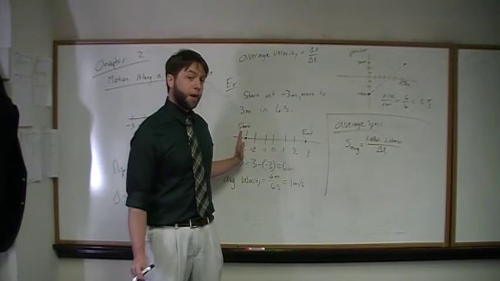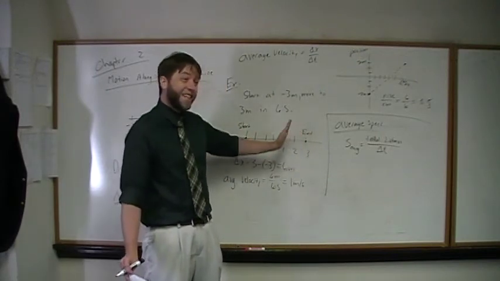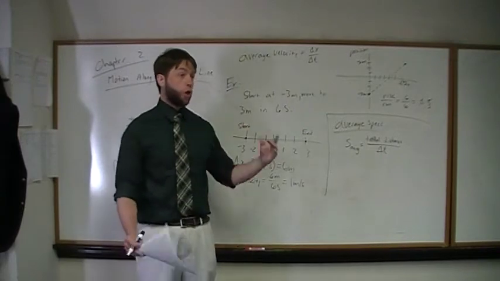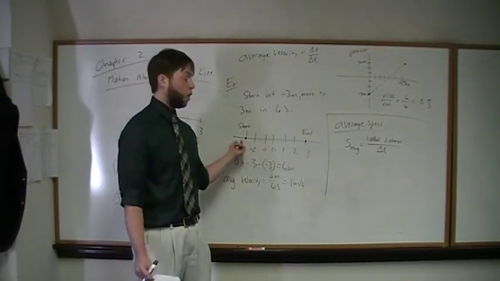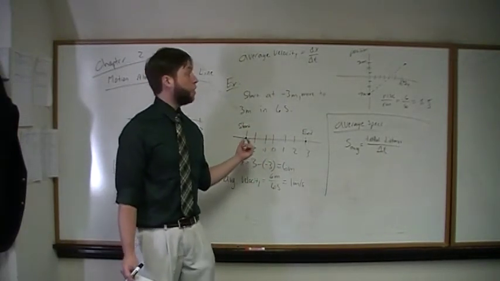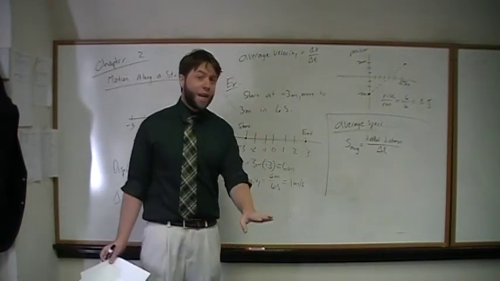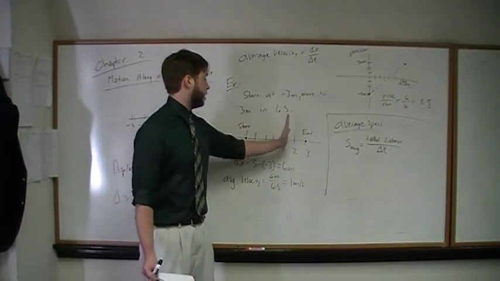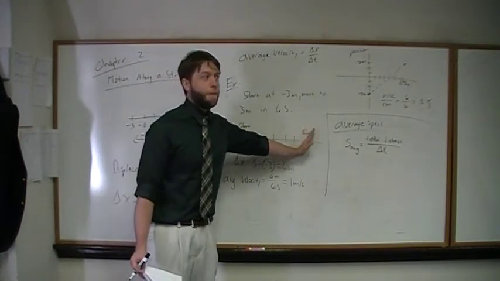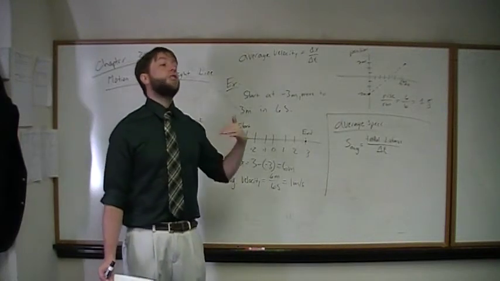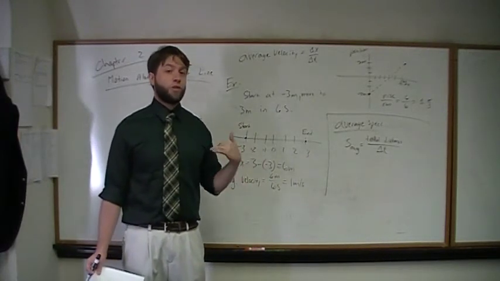However, if I start at -3, go to 3, and then come back to -3, my displacement now for the total trip is 0. I started and ended at -3. So my average velocity would be 0. My average speed, however, would be: -3 to 3, I covered 6 meters, back again to -3, I covered another 6 meters, so it would be 12 meters of distance traveled.